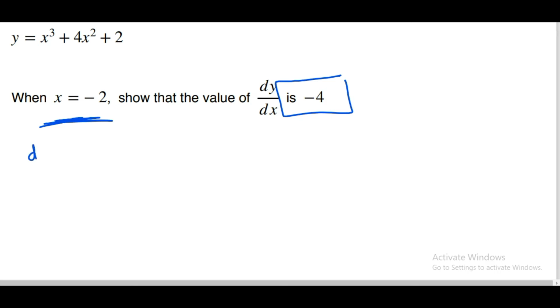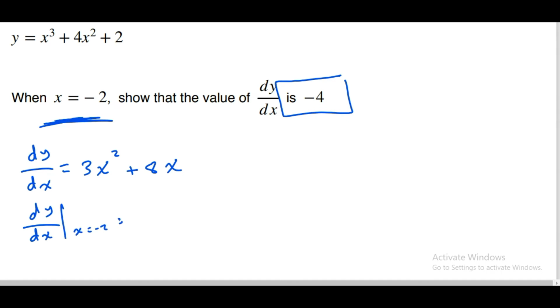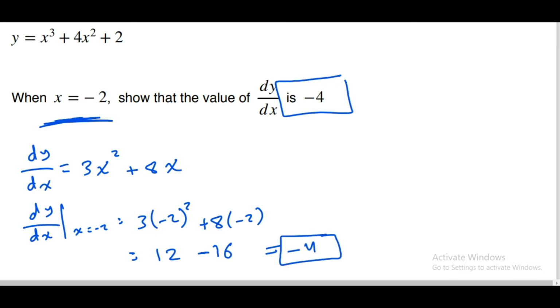So here dy by dx equals, with no root, no denominator, no bracket, 3x to the power of 2 plus 8x, and the last part equals 0. So the value of dy by dx at x equals negative 2: 3 multiplied by negative 2 to the power of 2 plus 8 multiplied by negative 2. Here it will be 12 minus 16 equals negative 4. We solved and found the answer, it's negative 4, and it's the same as it's written in the question.